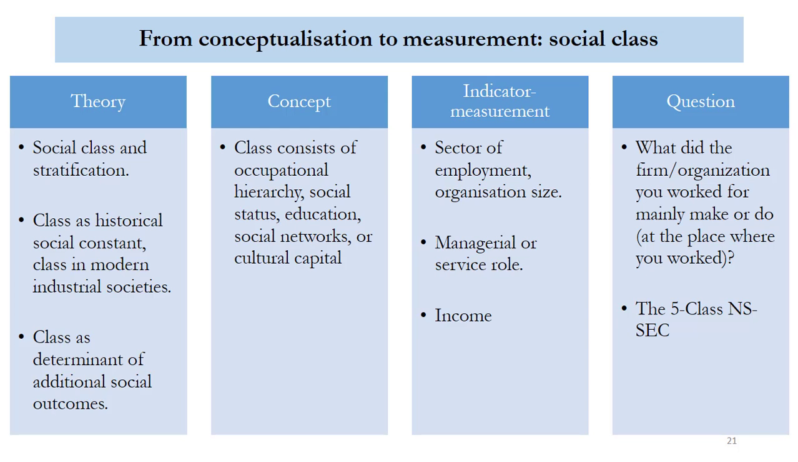But if we think about it from the point of view of how it's measured in official sources like the census, this is with reference to the UK census. Theory tells us that social class is principally about stratification. Social class is a way of dividing people into grades or hierarchies based on certain criteria. The concept usually consists primarily of things like occupational hierarchy. What job does somebody do? What's their status within that job? Also things like education, social networks, but also cultural capital, like we talked about in the previous one.